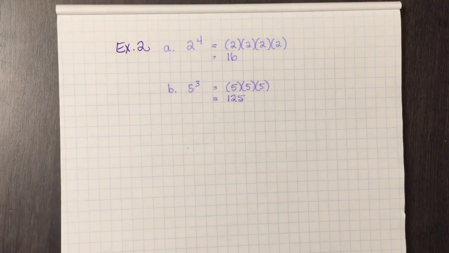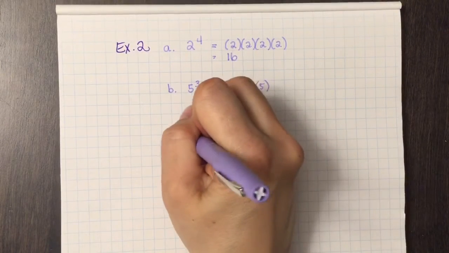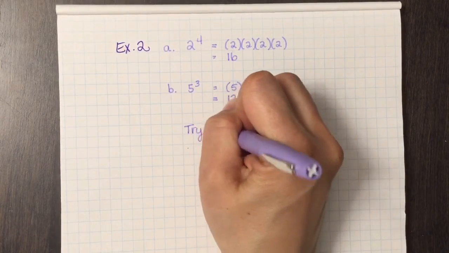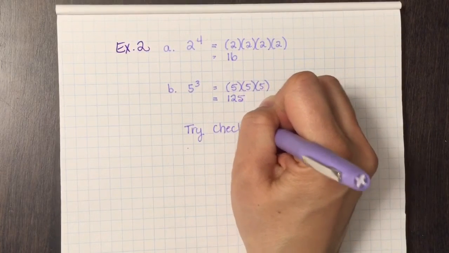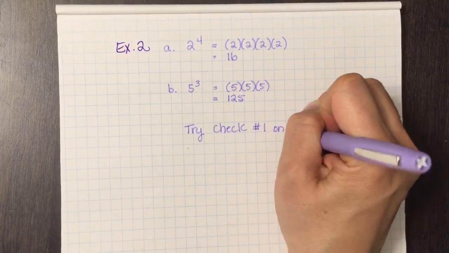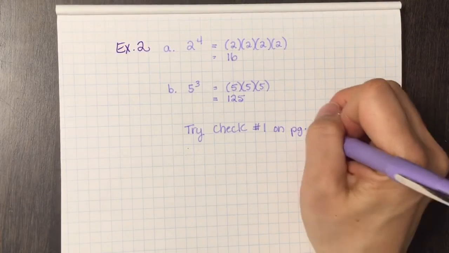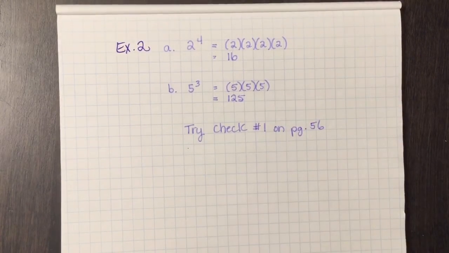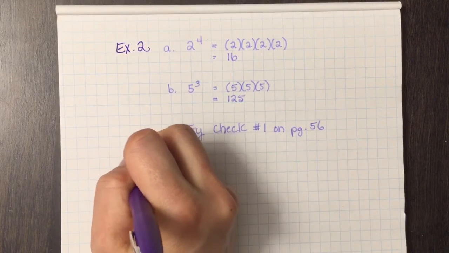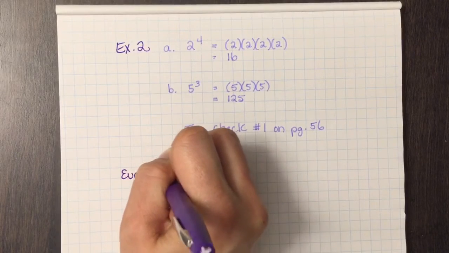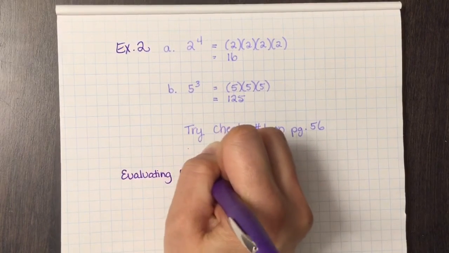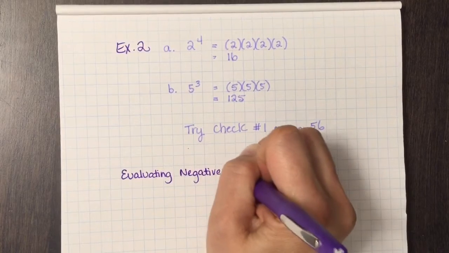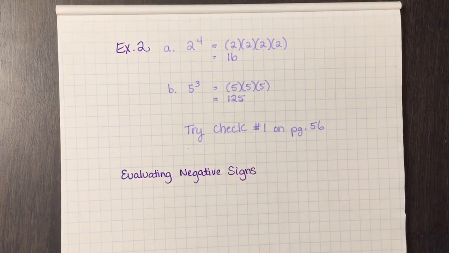Excellent. So I want you to try out the table. So I'm going to say here, try, check, number 1 on page 56. And then let's take a look at negative signs. When we start to add negative signs into our powers, it changes things just a little bit.